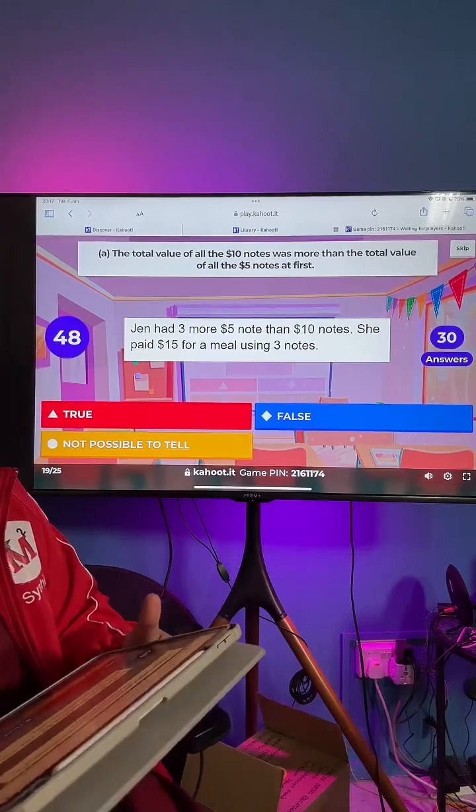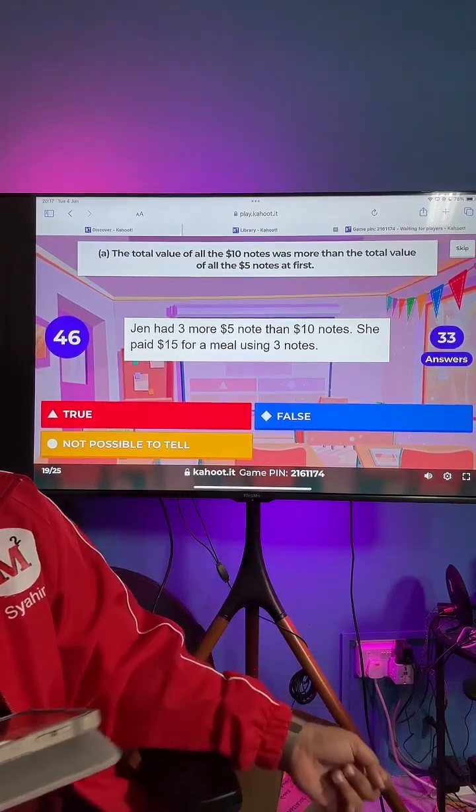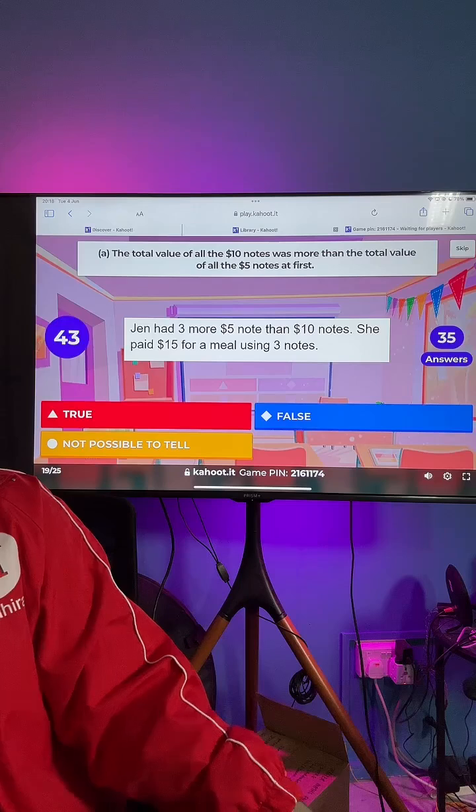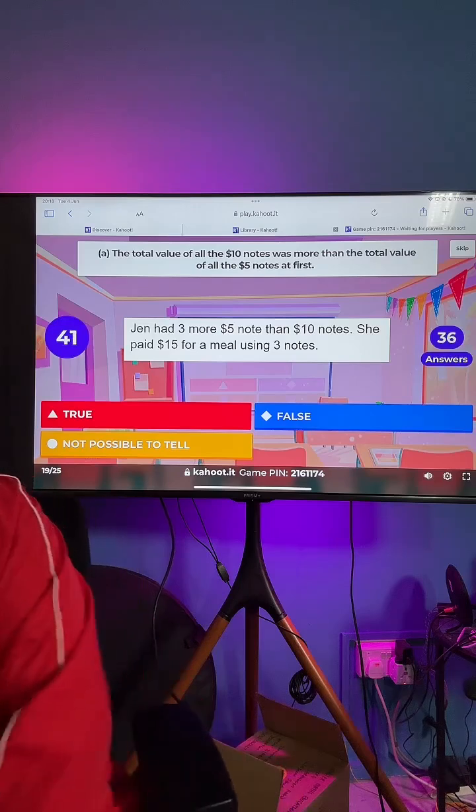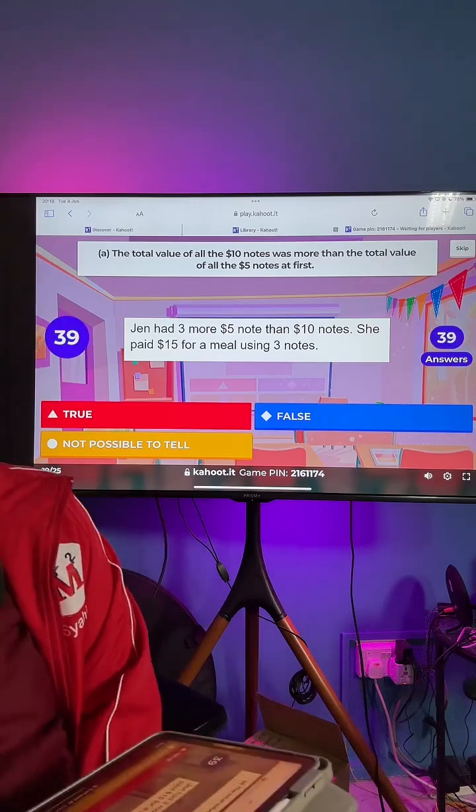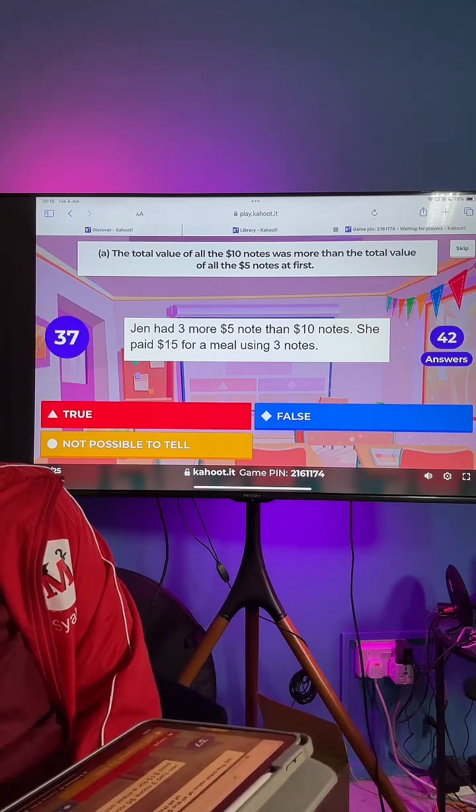Jen had 3 more $5 notes than $10 notes. She paid $15 for a meal using 3 pieces of notes, okay?